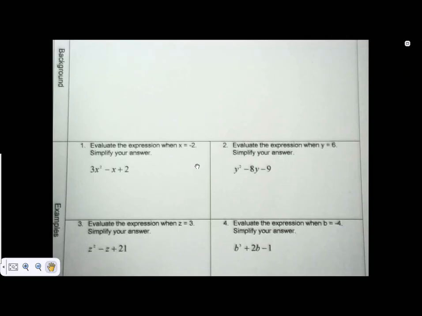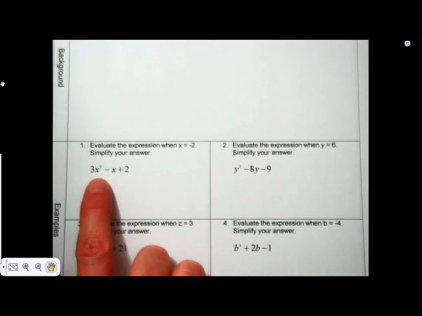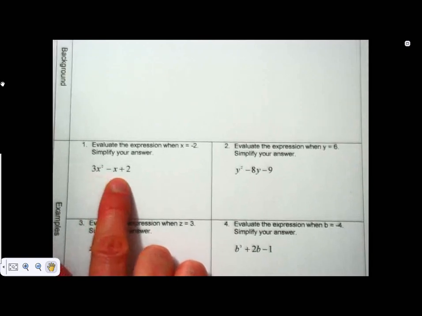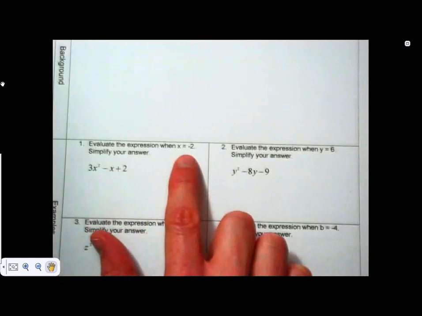Welcome. In this video, we'll be discussing how to evaluate a polynomial in one variable. Let's take a look at number 1, and then I'm going to give you some steps to ensure that you are completely accurate when you do these problems. So number 1, we're supposed to evaluate the polynomial 3x squared minus x plus 2 when x is negative 2.